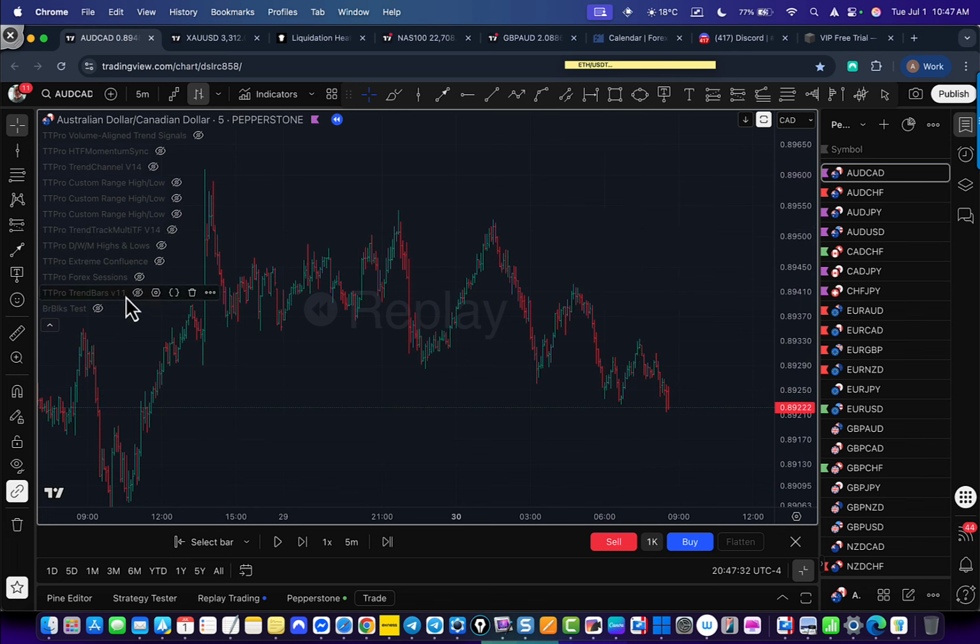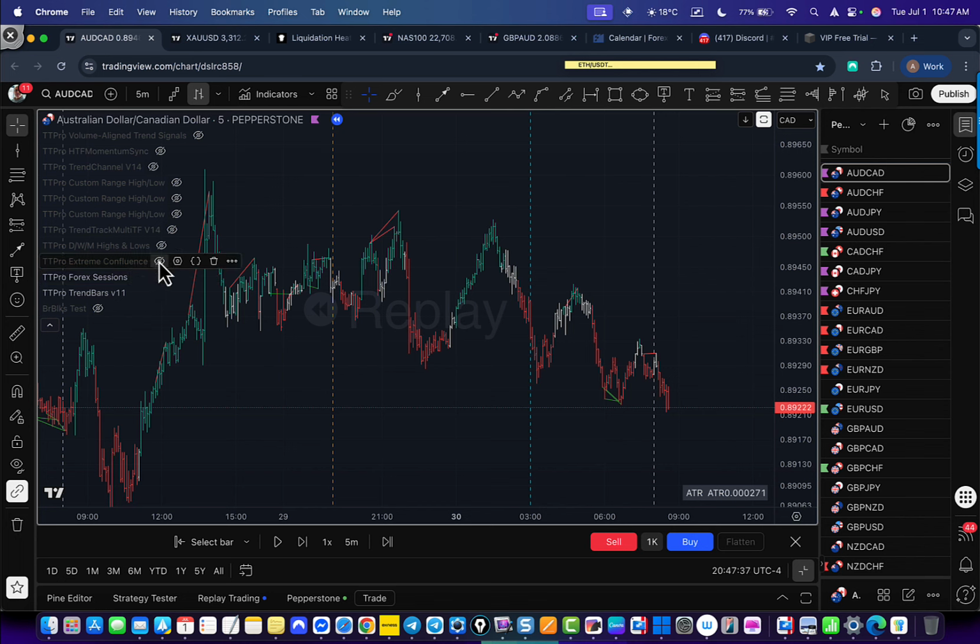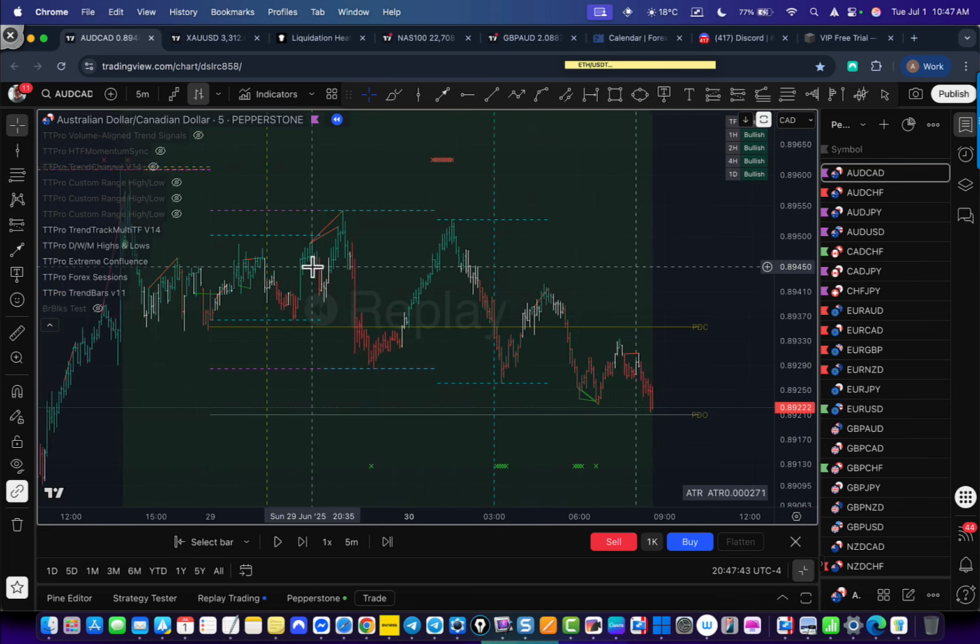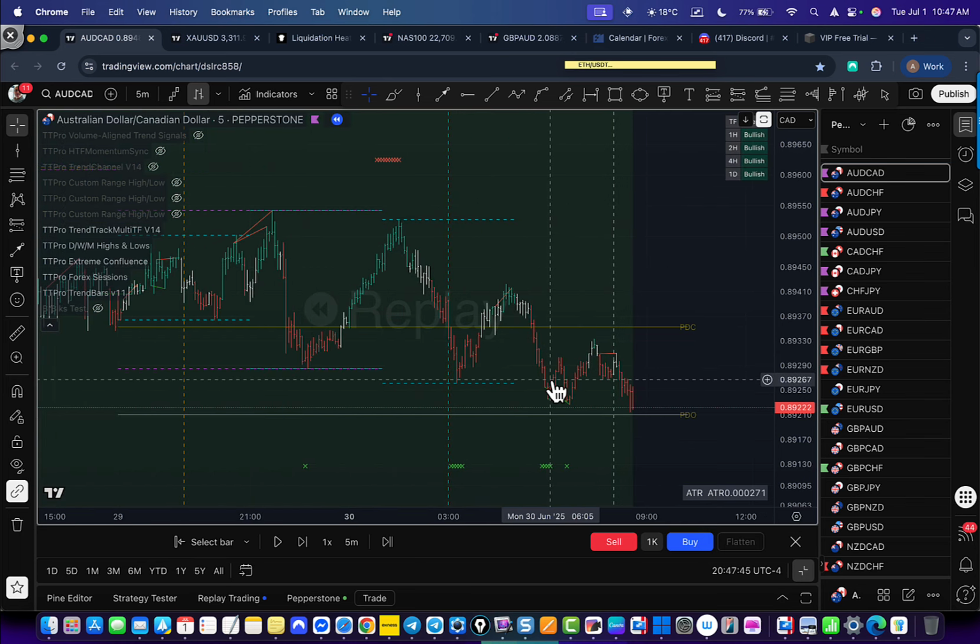So we just bring on a few things here. Trend bars, Forex sessions, extreme confluence, previous daily, weekly, monthly highs and lows, and the trend track multi-time frame. Oh, okay, this is a bullish trend. So we know that we're going to be looking for a bullish opportunity.